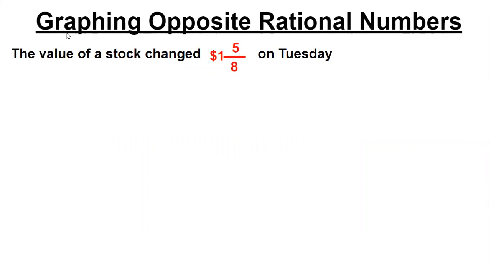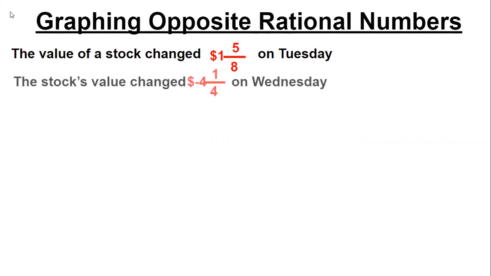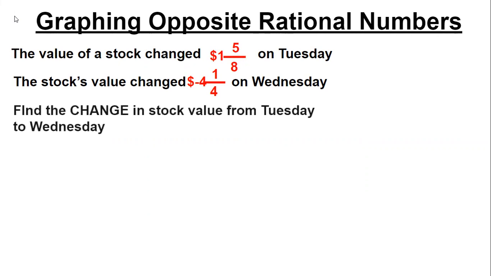The value of a stock changed 1 5/8 of a dollar on Tuesday. The stock's value changed negative 4 1/4 on Wednesday. Find the change in stock value from Tuesday to Wednesday.